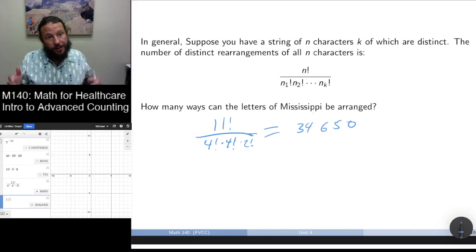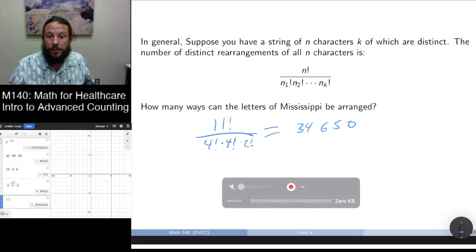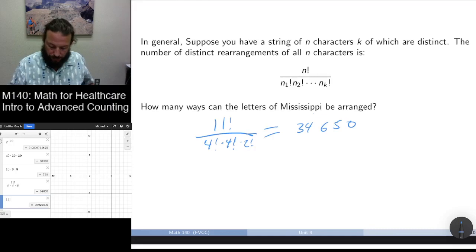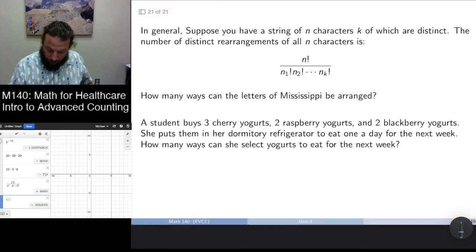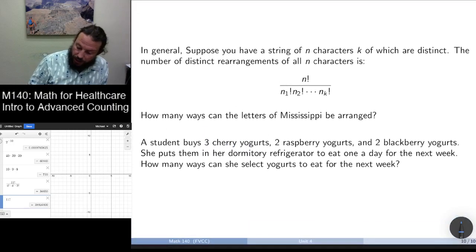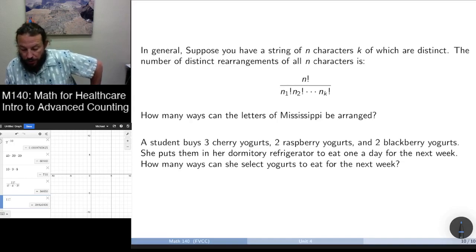We have to be able to see the difference between when things are distinct and when they are not. All right? And let's do one more example. A student buys 3 cherry yogurts, 2 raspberry yogurts, and 2 blackberry yogurts. She puts them in the refrigerator, and eats one each day for the next week. How many ways can she select yogurts to eat for the next week?